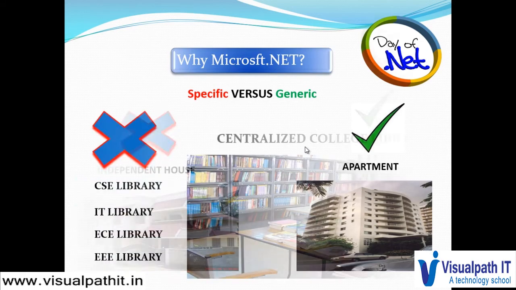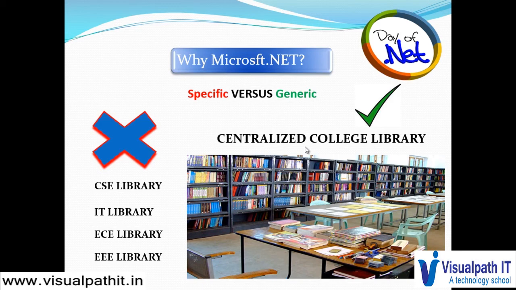Now from the colony, I move on to my college. In my college, I find a centralized college library. Generally, I never find a CSC library, IT library, EC library, unless it is a very big university. A better choice is always a centralized college library where I keep books of various departments, so that any student can come, select a particular department book, refer to it and put it back. This is a better architecture when compared to the specific one.